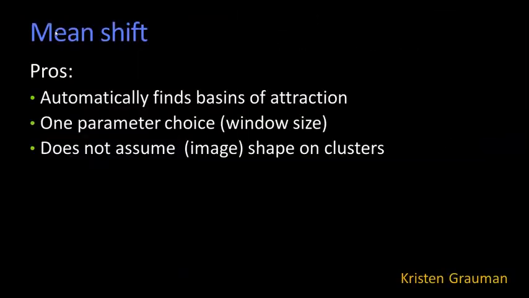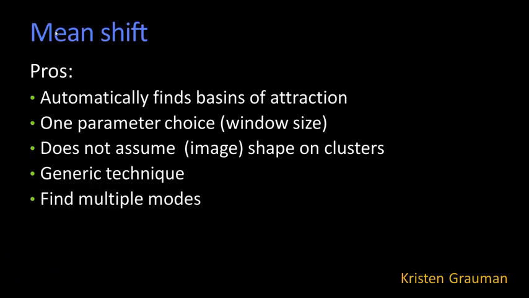It doesn't make any assumptions about the shape of the segment in the image, or the cluster in the image. It just works on the probability distribution of the pixels. And it's a very generic technique for finding multiple modes. And people use mean shift for a variety of things, like tracking, which we actually talked about previously.